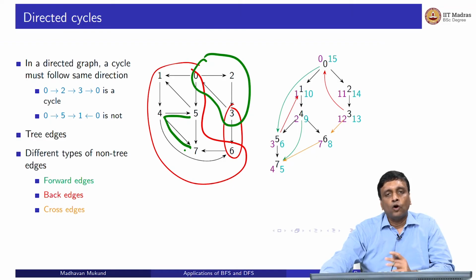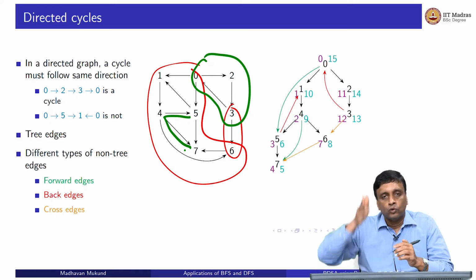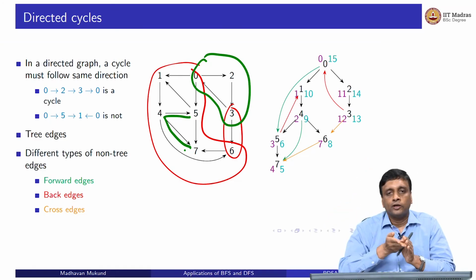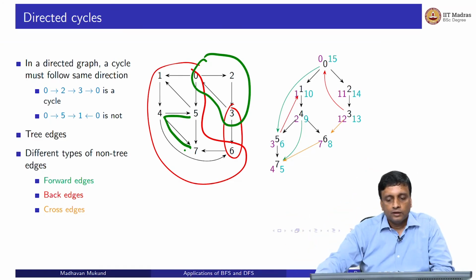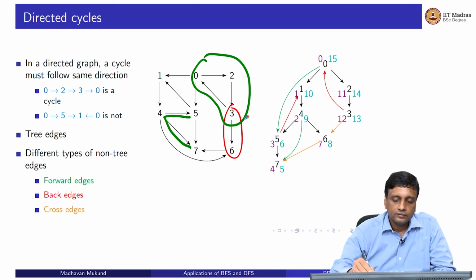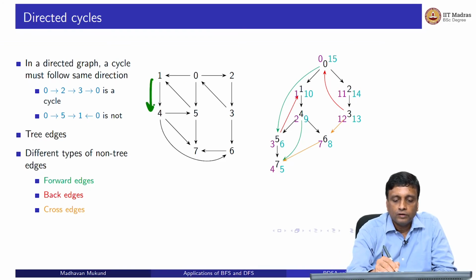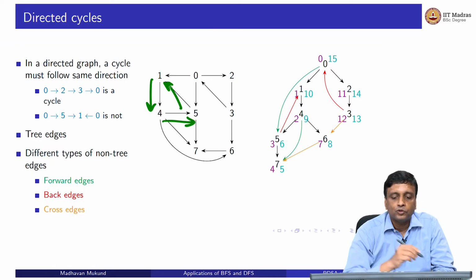So we have these non-tree edges in these three flavors. Either they go down the tree, they are forward edges, or they go up the tree, they are back edges, or they go across the tree, they are cross edges. Now which of these are cycles? So remember we said that if you look at this edge, for instance, 5 to 1. We have an edge from 1 to 4, we have an edge from 4 to 5, and we have an edge from 5 to 1 which goes back, and this is indeed a cycle.